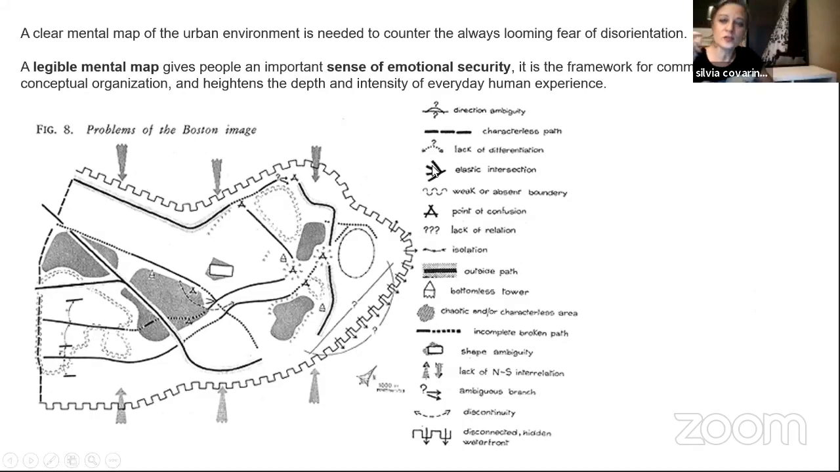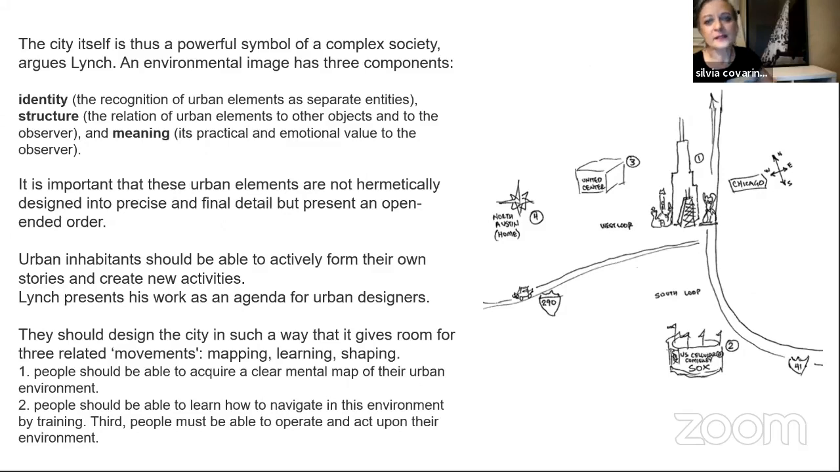And the use of icons, okay? This is the language of urban design. We are using a certain icon, we are sketching a certain line and proportion, and each sign, each reference in the map is well explained, usually in the legend. This is a basic exercise to plan and to design any kind of urban space. The city itself is a powerful symbol of a complex society, argues Lynch.